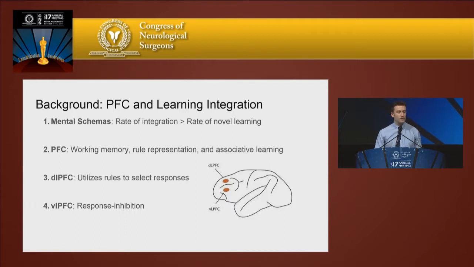And then there's two regions in particular that we focused on in this study, the dorsolateral prefrontal cortex and the ventrolateral prefrontal cortex. We know that the dorsolateral is important for utilizing rules to select responses, and the ventrolateral is important in response inhibition.